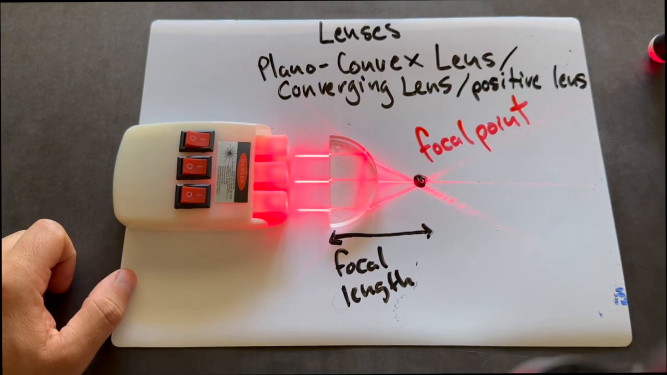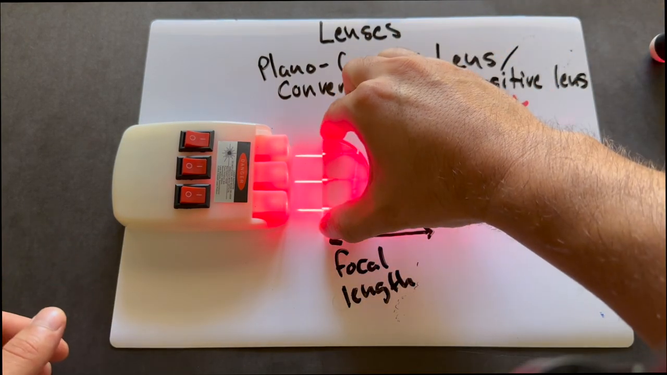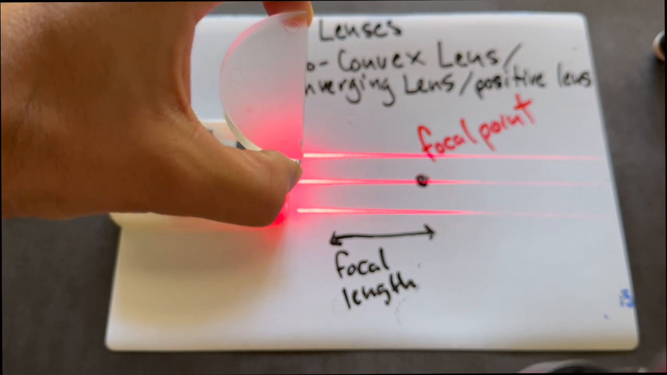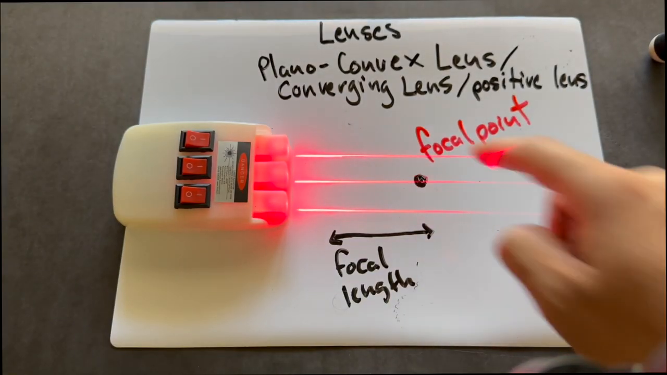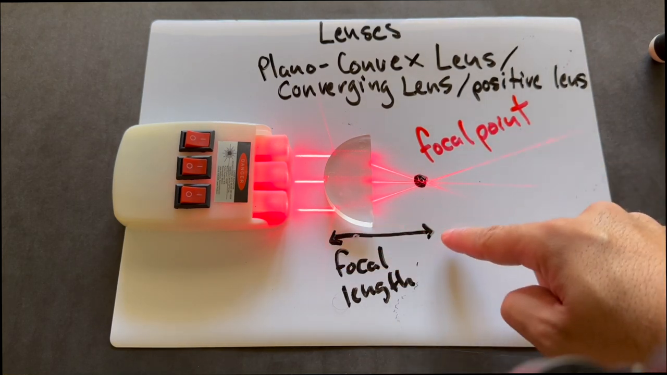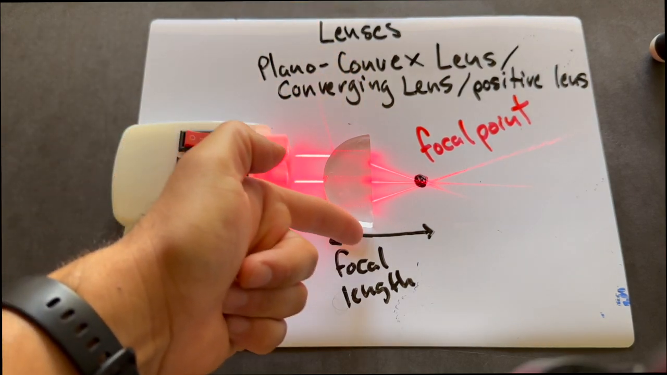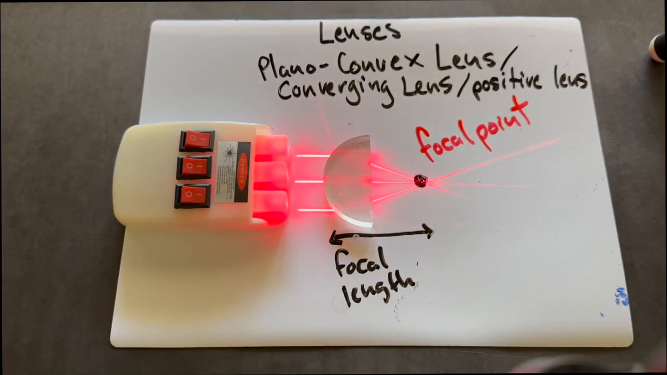And one more thing I want you to notice is, what do you think is going to happen if I flip this around? Think about what you think is going to happen to that light on this side. Guess what? We still have the same exact effect. The focal length is unchanged. The focal point is in the same spot. And this is because the focal length, the power of a lens, is completely determined by the material and by the curvature of that lens.